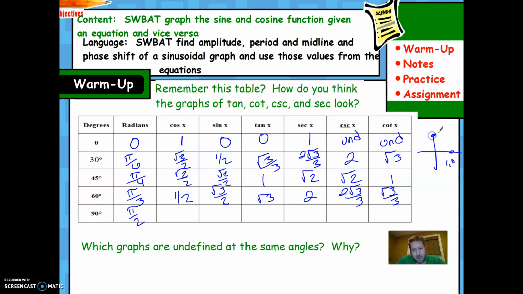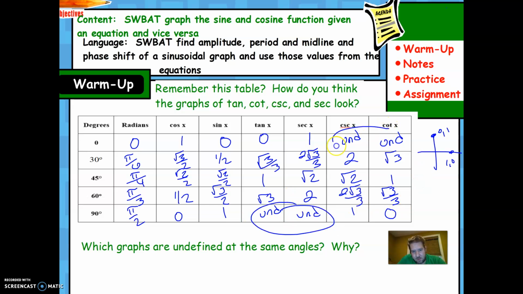90 degrees is right here, which is at (0, 1). So cosine is 0 and the sine is 1. The reciprocal of 0 is undefined and the reciprocal of 1 is 1. Now, tangent would be y over x, and 1 over 0 doesn't make any sense. That's also undefined. And the reciprocal of undefined in this case would be 0. At 90 degrees, cotangent would be 0 over 1, which is 0.